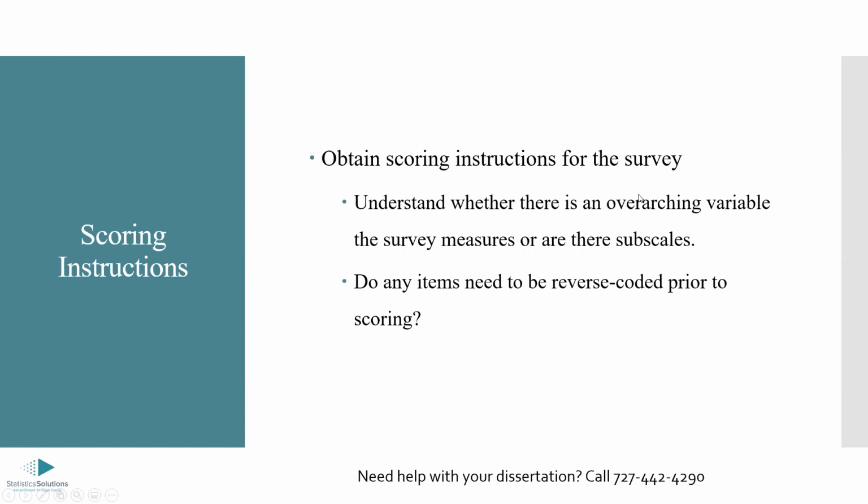Sometimes it'll be both. Sometimes there will be an overarching construct you can measure and there are subscales, or sometimes there will only be subscales. So on the previous slide, I mentioned reverse coding with the Cronbach's alpha. You need to identify early on: do I need to reverse code any items on this survey? That's generally done when you have a negatively phrased survey item that needs to be reversed on the Likert scale. So you need to look out for that.